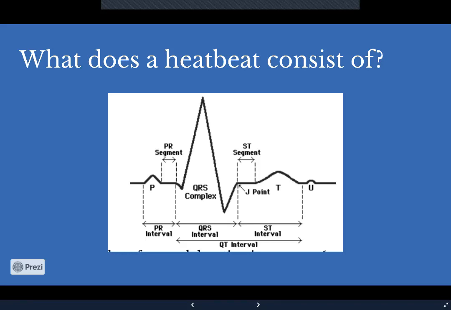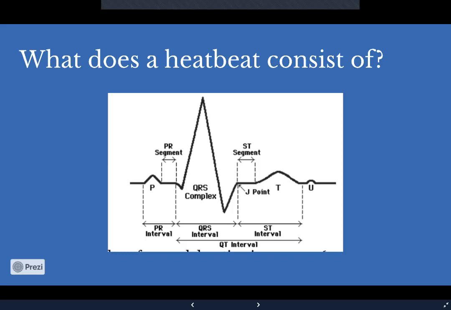All right. So then your QRS complex is ventricular depolarization. And then atrial repolarization is somewhere in here. It doesn't have a beat of its own. It's just repolarizing somewhere in there. So any issues with the QRS complex is a ventricular issue, okay?